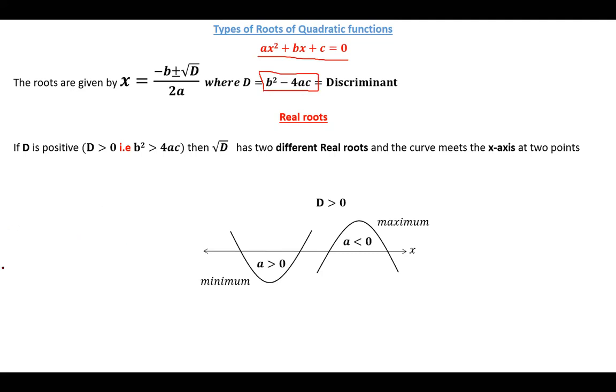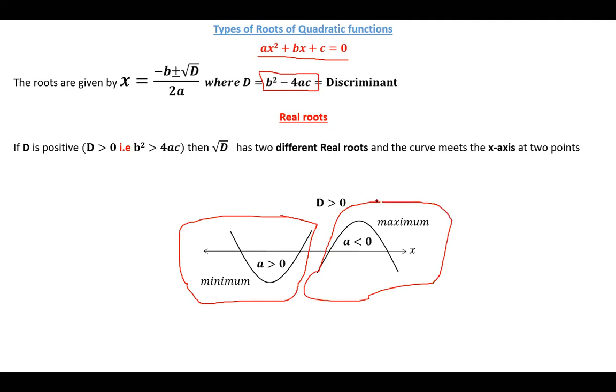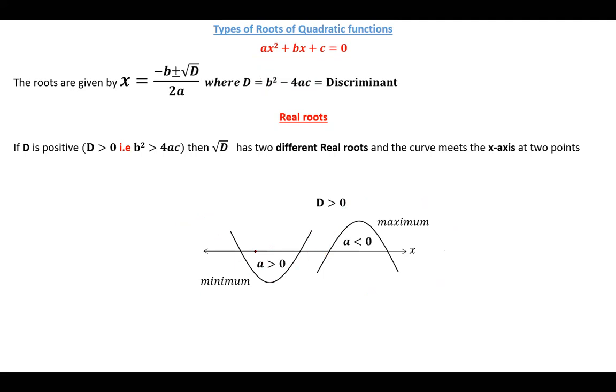So you either get this one here as your equation, or this other one here. You can see that these two curves are cutting the x-axis at 2 points. So this first curve is cutting the x-axis at that point and at that point. It has a minimum value when a is greater than 0, and it has a maximum value when a is less than 0.